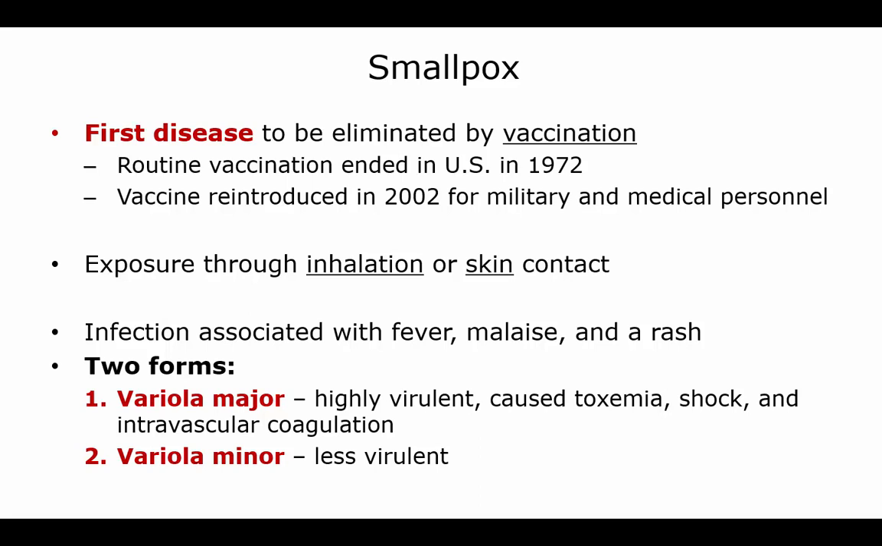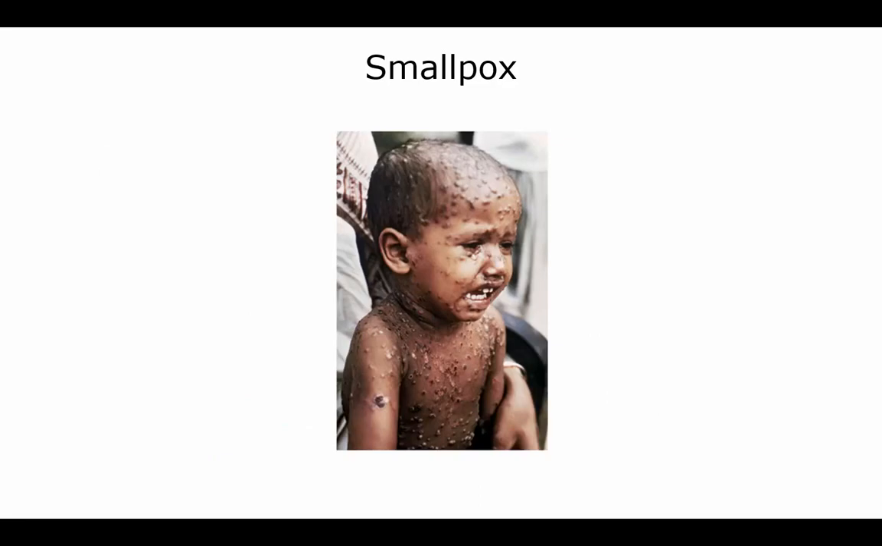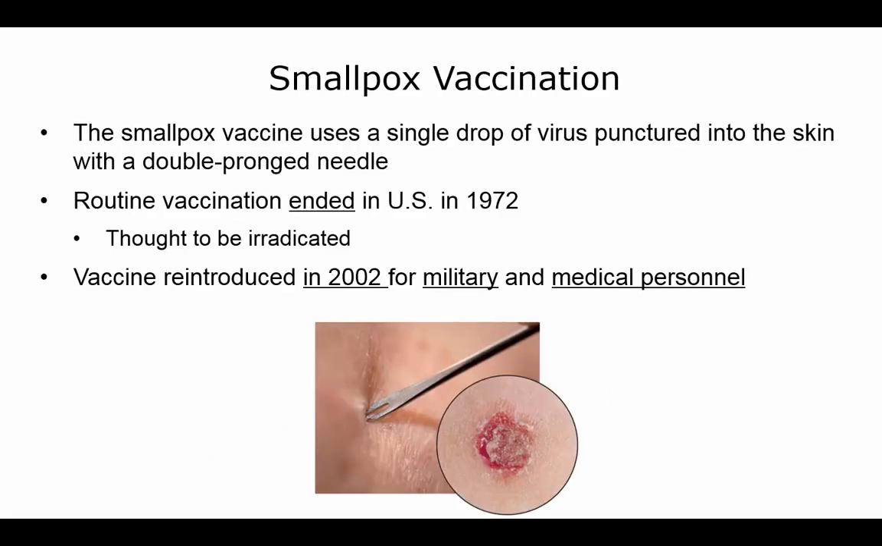And you're going to have fever and malaise and a rash. And there's two forms. There's variola major. It's highly virulent, causes toxemia, intravascular coagulation, and shock. And then the other form is variola minor, that's less virulent. The vaccine uses a single drop of the virus that's punctured into the skin with a double-pronged needle. And routine vaccinations ended in 1972. They thought it had been eradicated, but they reintroduced it for military and medical personnel in 2002.